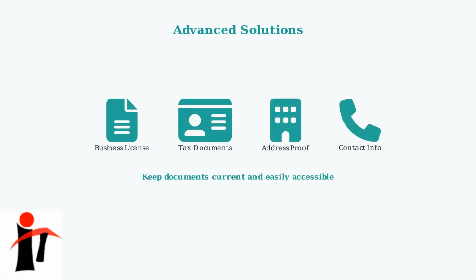For persistent issues, these advanced solutions address deeper account problems that may require Meta's direct intervention or business verification updates. Update your business verification documents if they're outdated or incomplete. Meta requires current business information for account access.